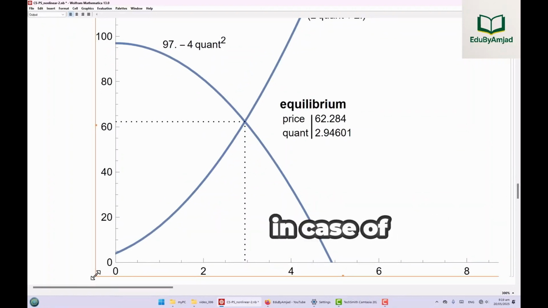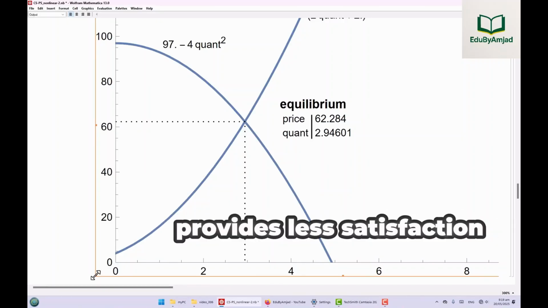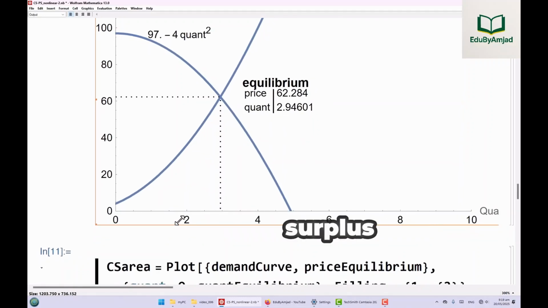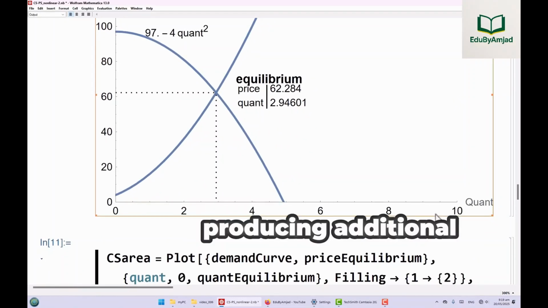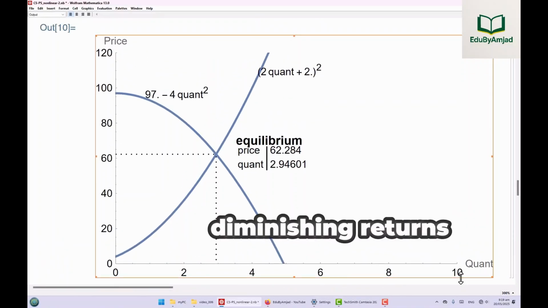The underlying principle in the case of consumer surplus is diminishing marginal utility. Each additional unit provides less satisfaction to consumers. The underlying principle in the case of producer surplus is increasing marginal cost. Producing additional units becomes more costly due to diminishing returns.